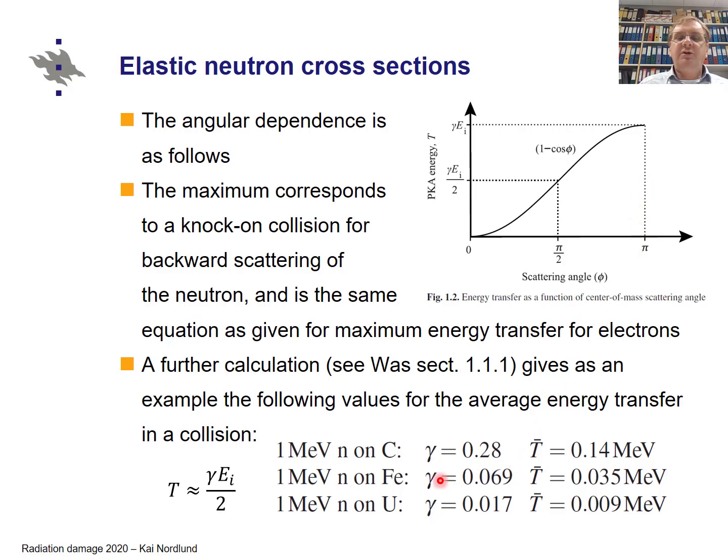Well, if one calculates an average of this, one can get typical energies of what this can mean, and this is something which starts to relate to damage production. So you take a 1 MeV neutron on carbon, you get an energy transfer of 0.14 MeV, so 140 keV, and going up in mass to uranium, you then get 9 keV. So the atomic recoil energy is actually not in the MeV range, but in the keV range after neutron collisions. Of course, if the neutron energy is higher, then we'll get higher values for this energy transfer as well.